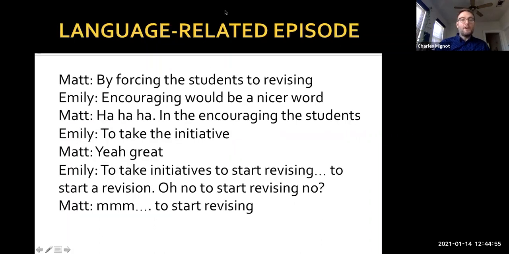Here's an example of a language-related episode found in Storch. By forcing the students to revise, encouraging would be a nicer word, encouraging the students to take the initiative, yeah, great, to take initiative, to start revising. So this example shows you that it's focused on the lexicon, on strategy, on what it means, on grammar. So that's something that helps each other. It's an example of what we call scaffolding, that is, trying to help each other to improve.